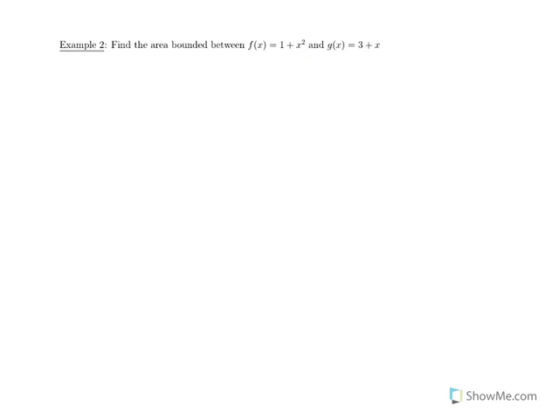So find the area bounded between 1 plus x squared and 3 plus x. These two functions are harder to deal with. So we're going to start by trying to graph these functions. 1 plus x squared is x squared moved up 1 unit. A function transformation of 1 unit. So let's graph that function.